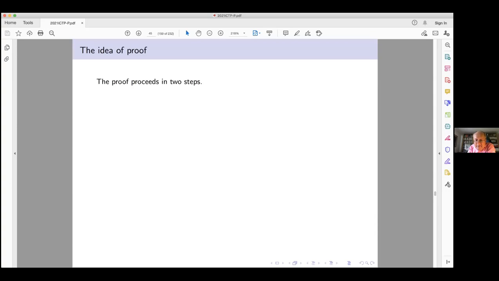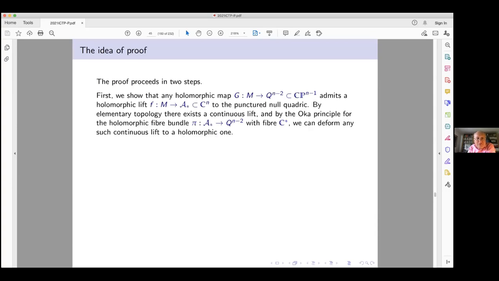Okay, first I have an idea of proof, just a sketch of proof. There are two steps to do. The first step is rather standard. So first of all, I have this holomorphic map to this quadric. And first I lift it. There is a holomorphic lift to the null quadric. Why? Because this projection from the null quadric, this projectivization map, is just a holomorphic fiber bundle with fiber C star. So it's a C star bundle over this quadric.